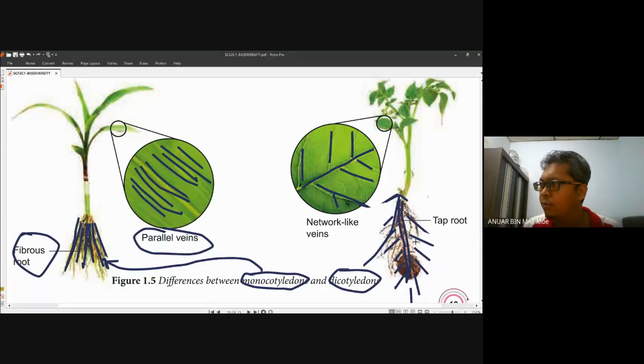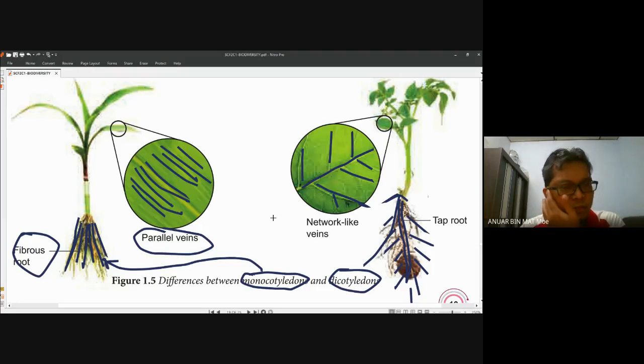Okay, usually taproot is stronger than fibrous root, and it can go deeper into the ground. But fibrous root is not very deep. You can pull the plant out very easily because it only has fibrous root. But with taproot, it is maybe a little bit harder for you to pull the plant out from the ground.